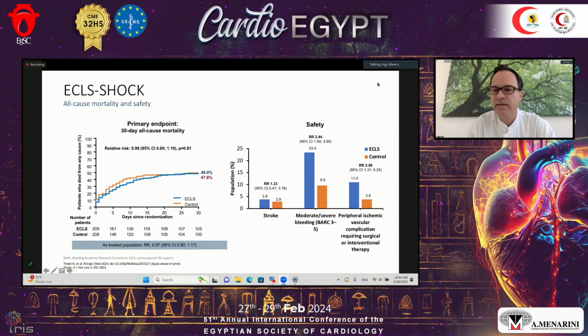What we did see, on the other hand, in terms of safety, we did see more moderate to severe bleeding with patients receiving VA ECMO, and we also did see more peripheral ischemic vascular complications. This has also been shown in a subgroup of patients, which was about 2/3 of the patients, that had out-of-hospital cardiac arrest and were resuscitated before they were entering the trial. So we always saw that there was not a difference in terms of mortality between ECLS and, let's say, non-ECLS therapy. Of course, it may include some other mechanical devices, but only up to 15% in this group. And we did see a dramatic increase in bleeding.